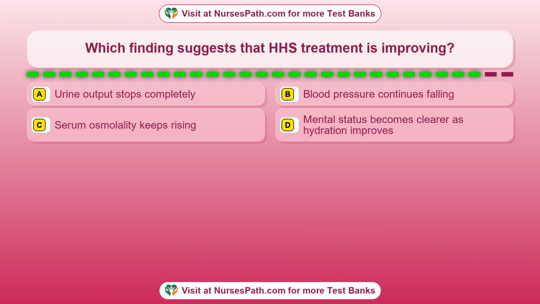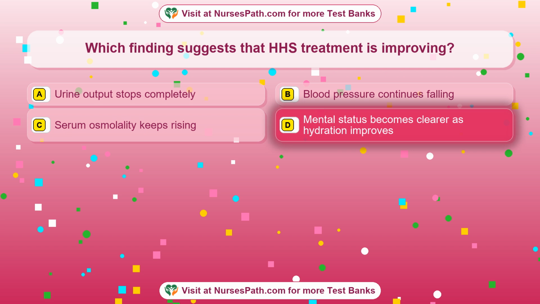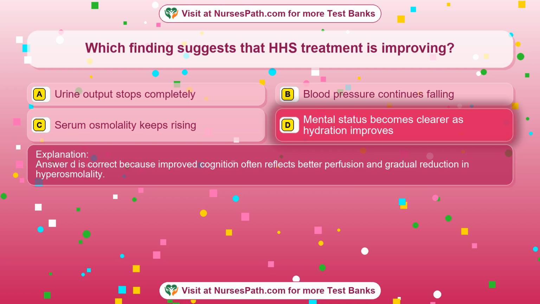Question 8. Which finding suggests that HHS treatment is improving? Option A, urine output stops completely. Option B, blood pressure continues falling. Option C, serum osmolality keeps rising. Option D, mental status becomes clearer as hydration improves. The correct answer is option D, mental status becomes clearer as hydration improves. Answer D is correct because improved cognition often reflects better perfusion and gradual reduction in hyperosmolality.